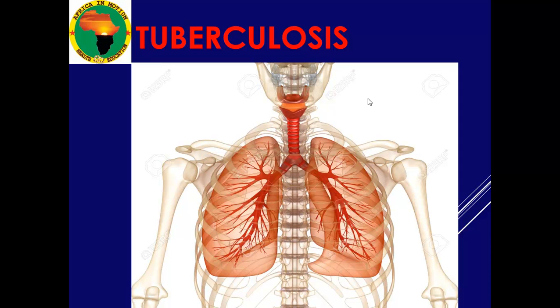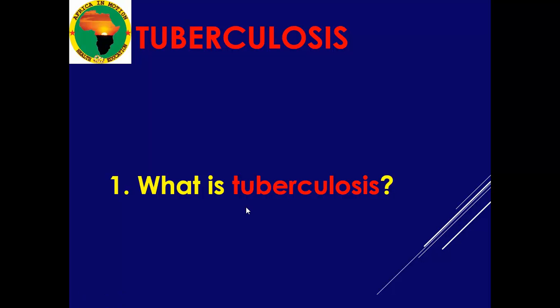We need to remember that most of the time TB will affect the lungs. These beautiful organs that help us to get oxygen, the organs that you find in the chest, right and left, with oxygen coming in and out. Once they are affected, we will see the complications it causes and all the impact it will cause on the affected person. Let's go to the definition.